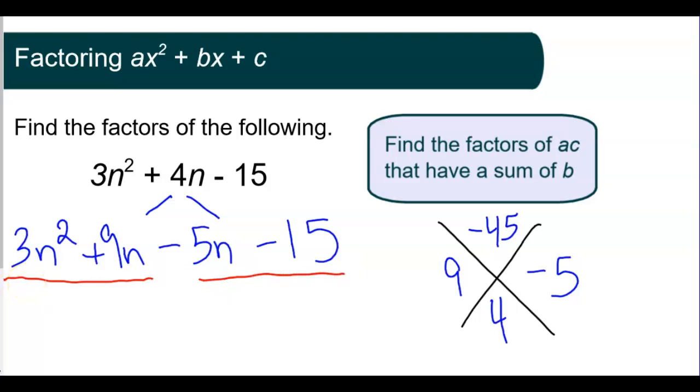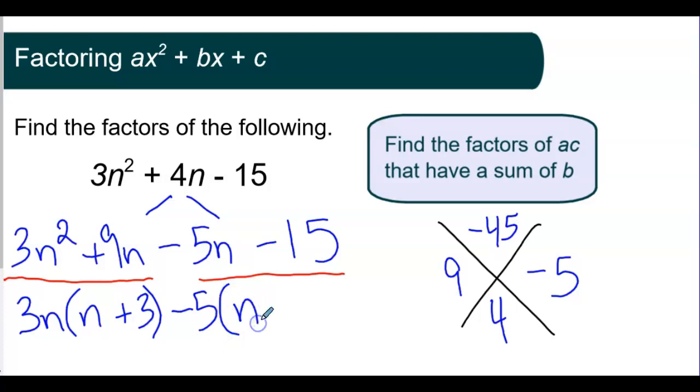So what's the common factor of 3n squared and 9n? That would be 3n. Well, 3n squared divided by 3n is just n, and 9n divided by 3n, that is just 3. Now, what are the factors of negative 5n and minus 15? Is there any common factors there? Sure. I could pull out negative 5. Negative 5n divided by negative 5 is just n, and negative 15 divided by negative 5 is positive 3.